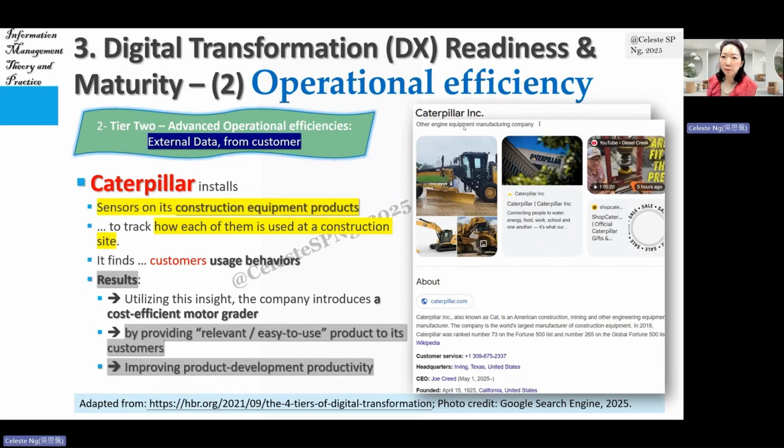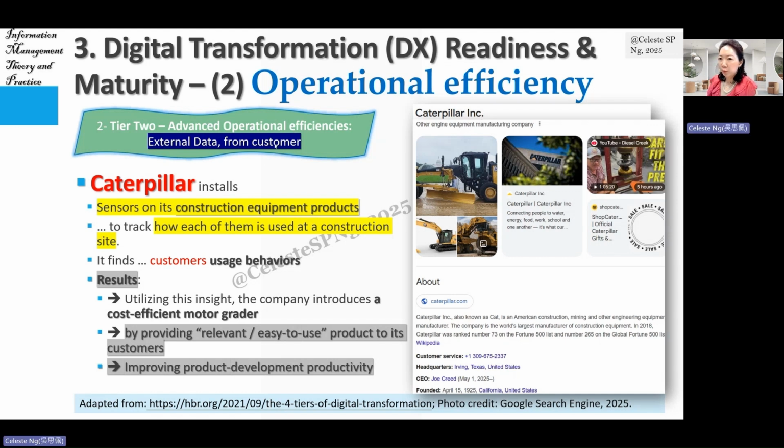Operational efficiency will be the advanced operational efficiency. So in this second tier, the company is not only using the internal data, they are also making use of the external data. In short, in the second tier, the focus is the ability of getting external data from the customer.